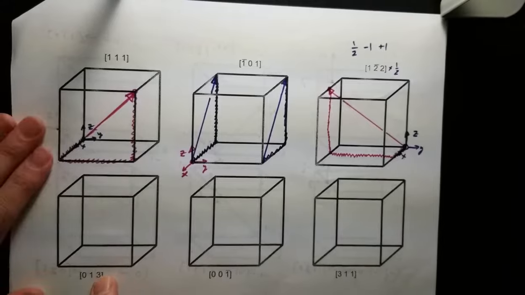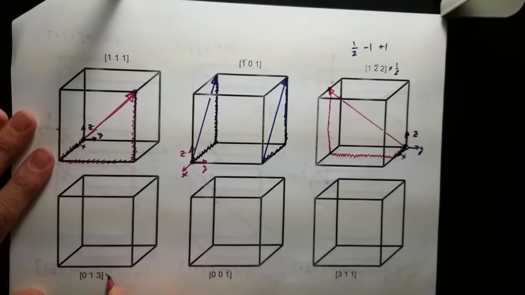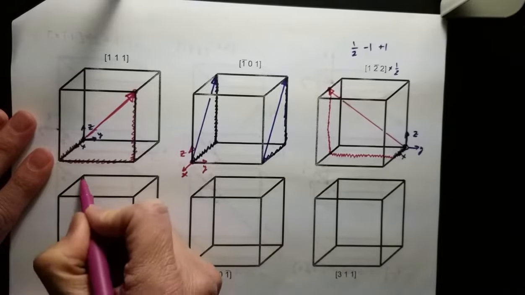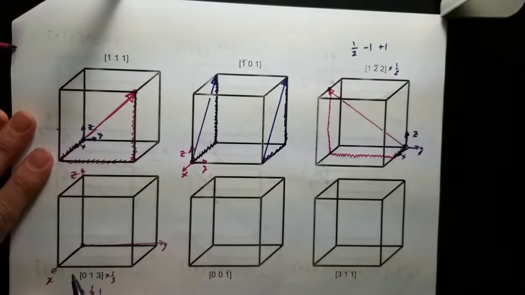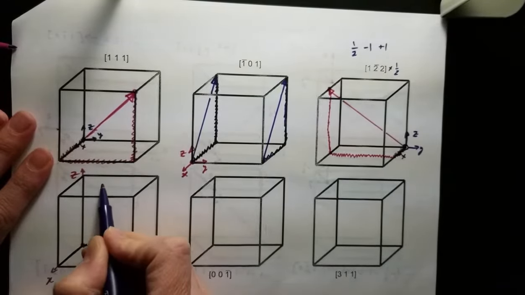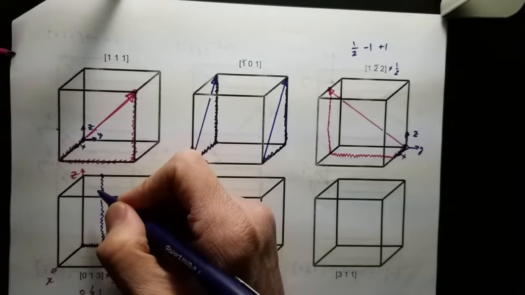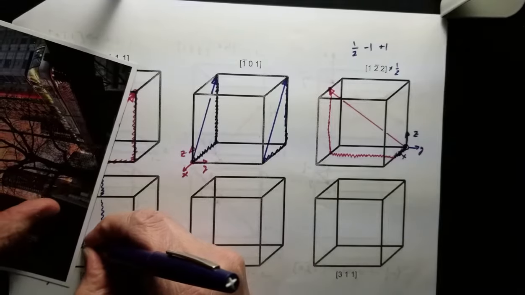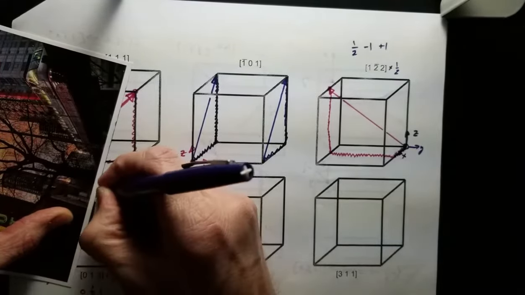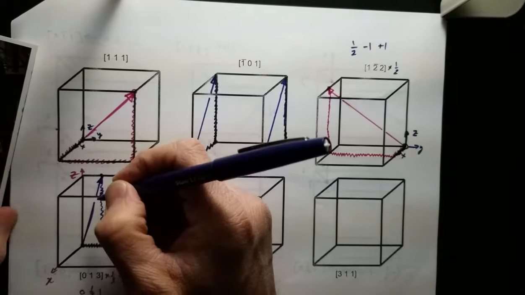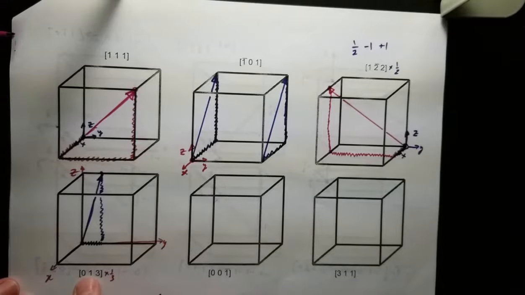Okay, coming to the fourth. Again, 3 is bigger than 1, so we multiply by 1/3. And that's going to give us 0, 1/3, 1. They're all positive. Go to the back left corner. X, Y, Z. So we go 0 in the X direction, 1/3 in the Y direction, about right there, and then 1 in the Z direction. And we draw our vector in. Like that. So that is the 0, 1, 3 direction.